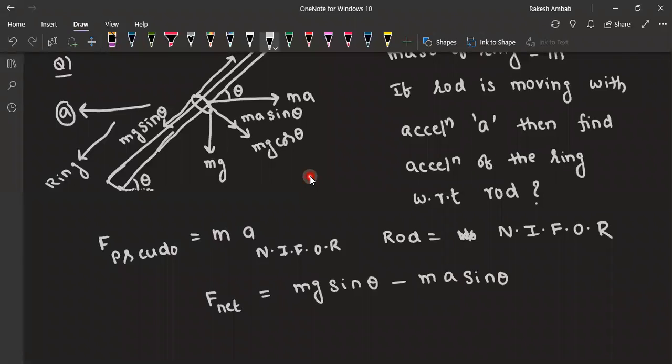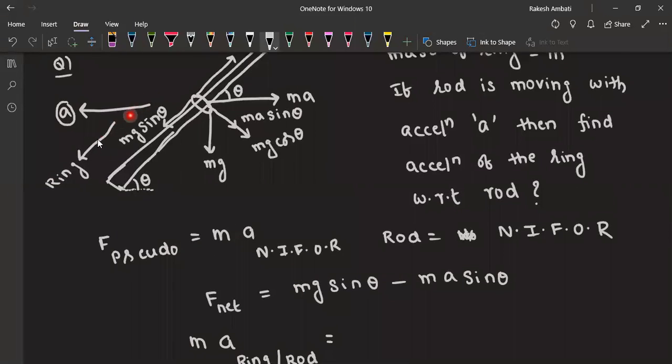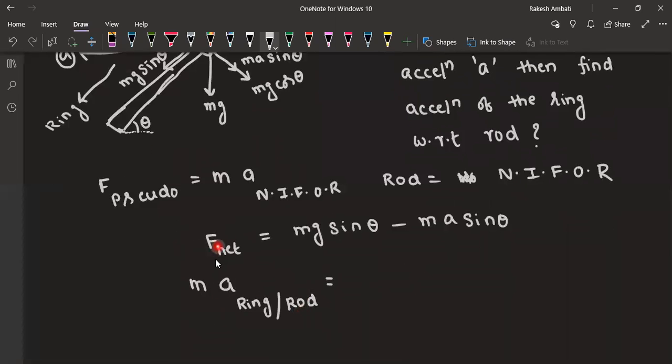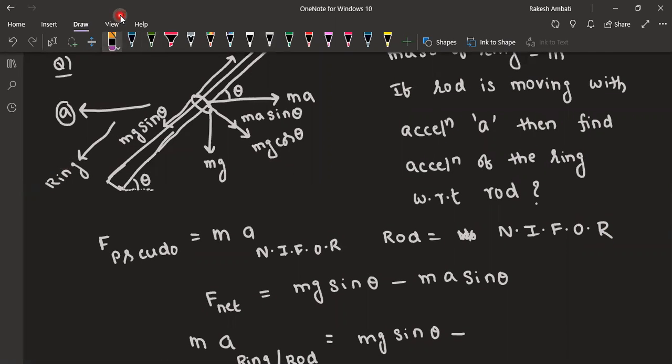Resultant force means mass times acceleration. The mass is the mass of the ring, and this acceleration is the acceleration of the ring with respect to the rod, because the ring is moving along the rod. So M times the acceleration of the ring with respect to the rod equals mg sin theta minus MA cos theta.